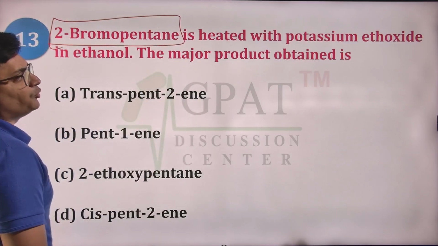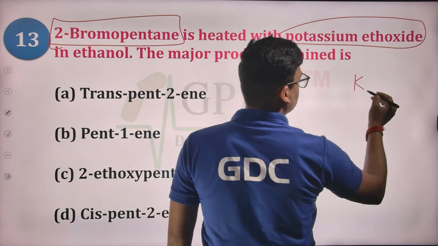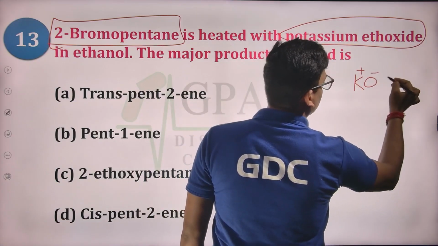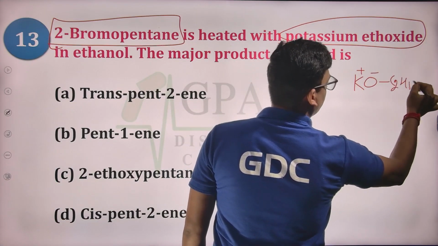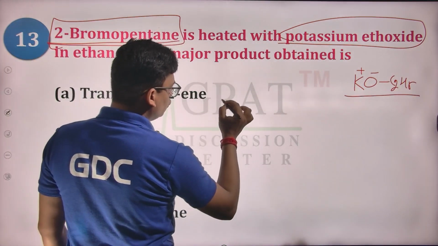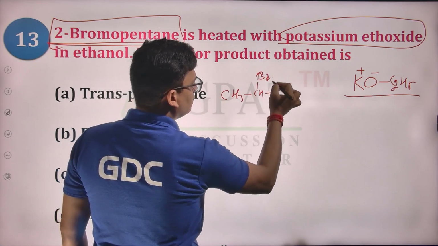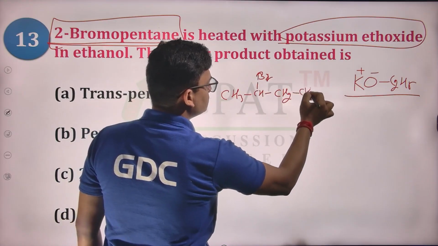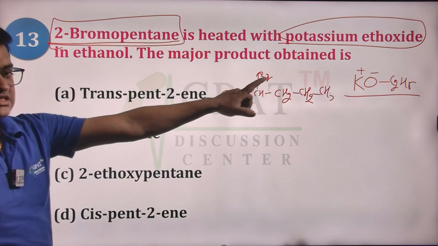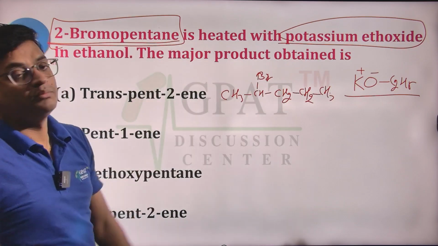2-bromopentane is heated with potassium ethoxide, so it's a base, potassium ethoxide, C2H5O minus K plus. We are having 2-bromopentane, carbons 1, 2, 3, 4, 5. That's a substrate molecule. This reaction must be proceeding with the E2 mechanism.